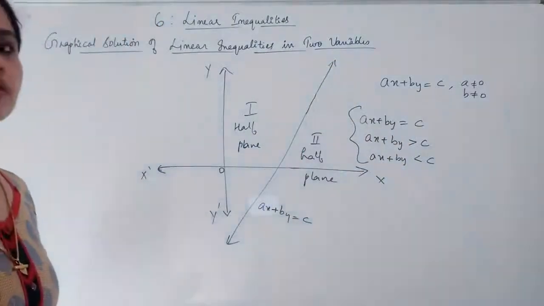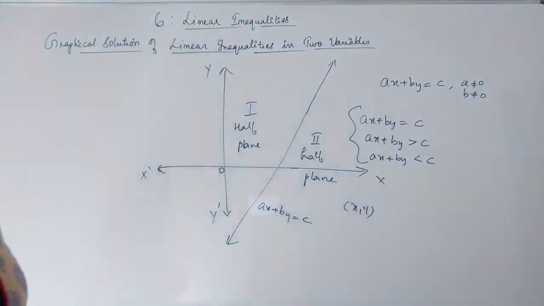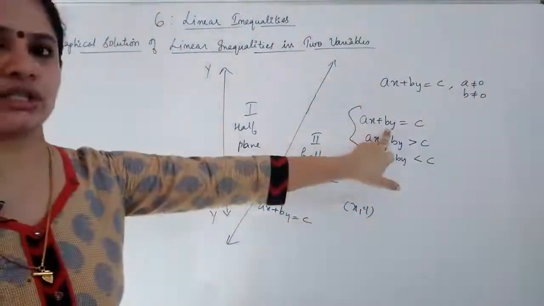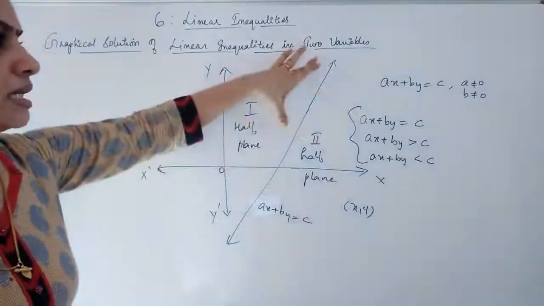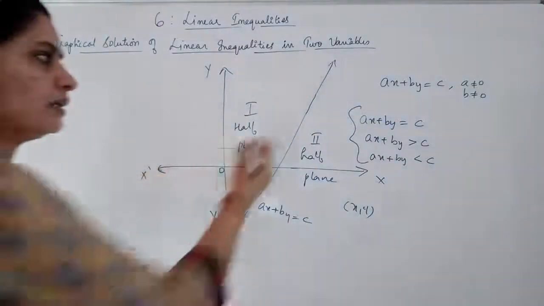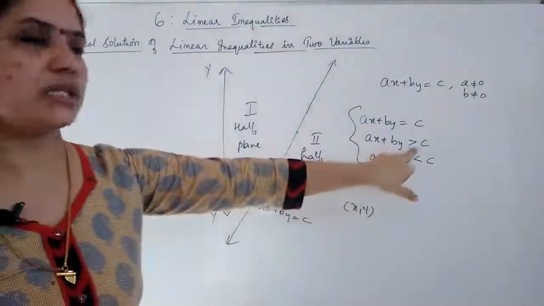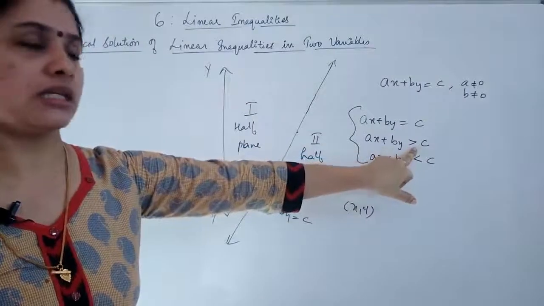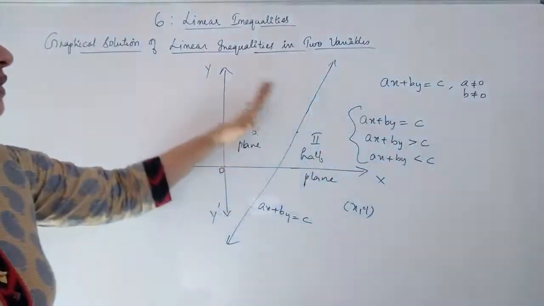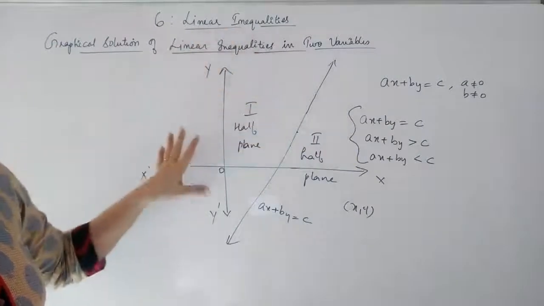Now if you take any point x comma y, if that point is satisfying this equation, that means that point will be lying on the line. Now if it is satisfying this inequality, that is, it is giving you greater than c, it means the point will be somewhere here in the first half plane.